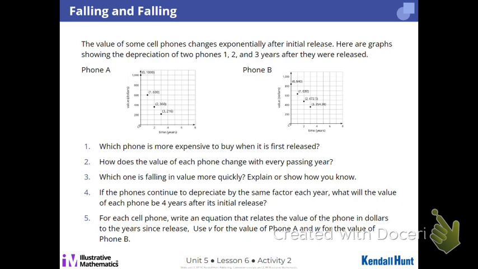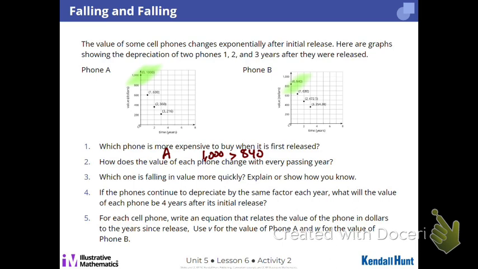So let's check out which one is more expensive. We've got $1,000 or we got $840. So which one was more expensive, A or B? A. A, because $1,000 is greater than $840.